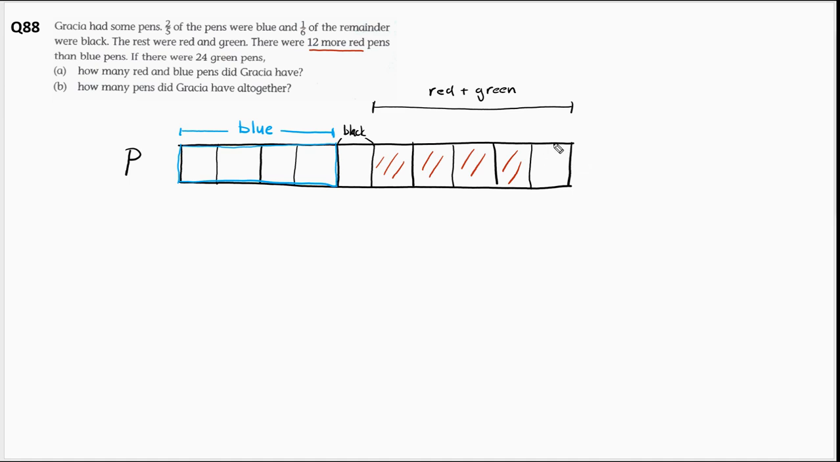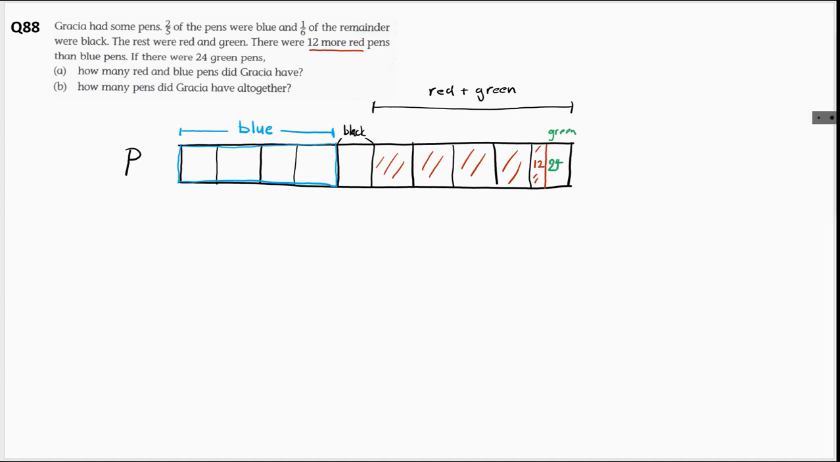Now, what have we got left? We have got one of these parts left. And this part must have red and green pens in it. Now, we're told that 12 out of this part that's left are red. Okay? Which must mean that this bit represents the green. And we're also told that there were 24 green pens. I'm going to put that in green. So this is the green.